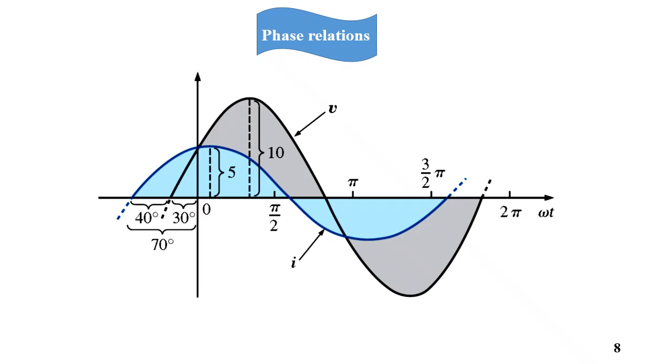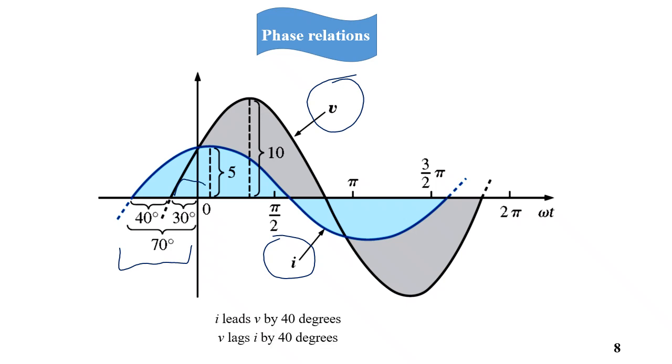If we have two waveforms, the waveform for the voltage and the waveform of the current, here the waveform of the current begins at negative 70 degrees, and the voltage begins at negative 30 degrees. If we take the difference between these two angles, then we will see that I leads V by 40 degrees, or the waveform of the current comes before the voltage by 40 degrees, or the voltage lags I by 40 degrees, or the voltage comes after the current by 40 degrees.